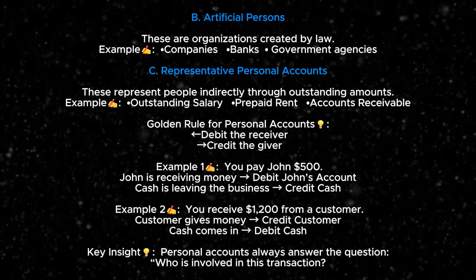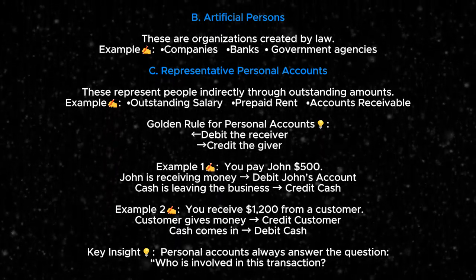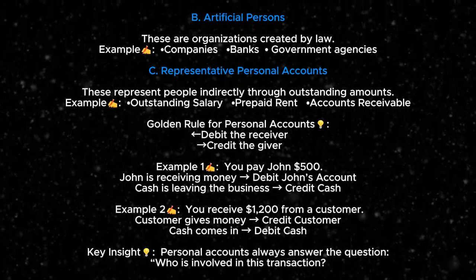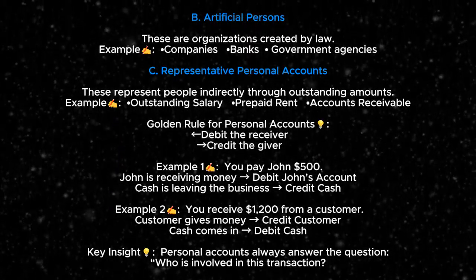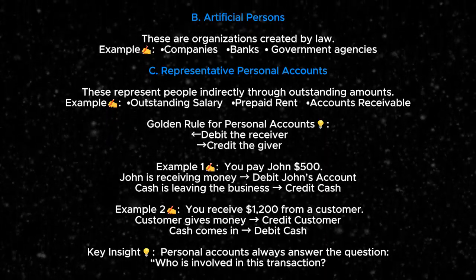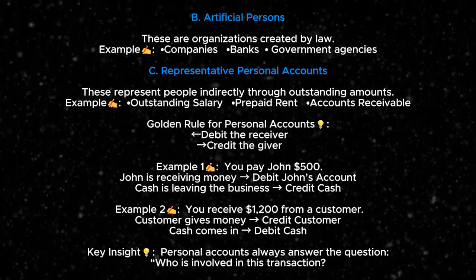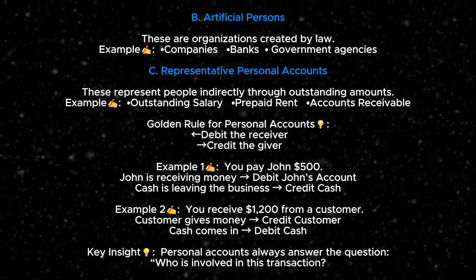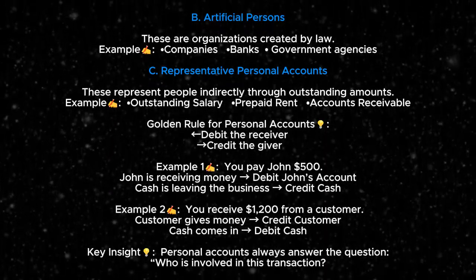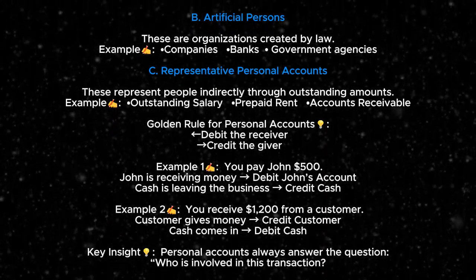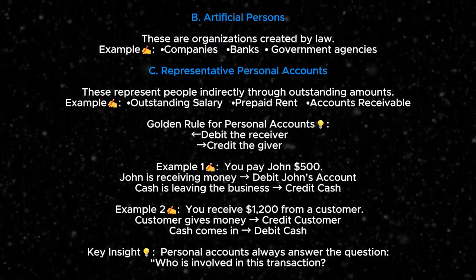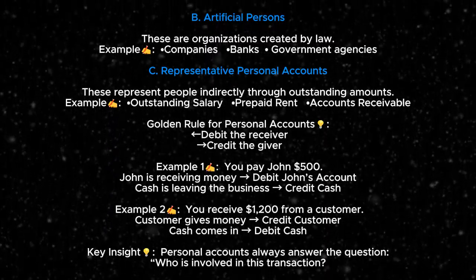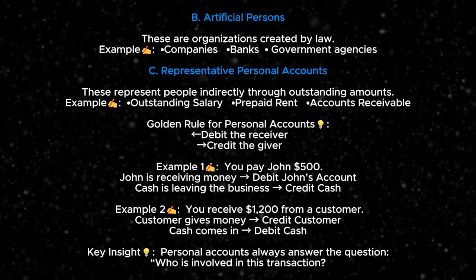Example 1. You pay John $500. John is receiving money, so debit John's account. Cash is leaving the business, so credit cash. Example 2. You receive $1,200 from a customer. Customer gives money, so credit customer. Cash comes in, so we debit cash. Key insight: personal accounts always answer the question, who is involved in this transaction?